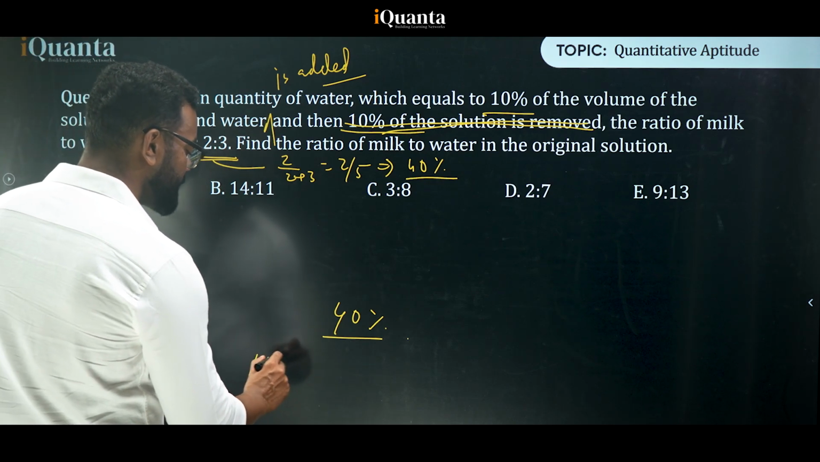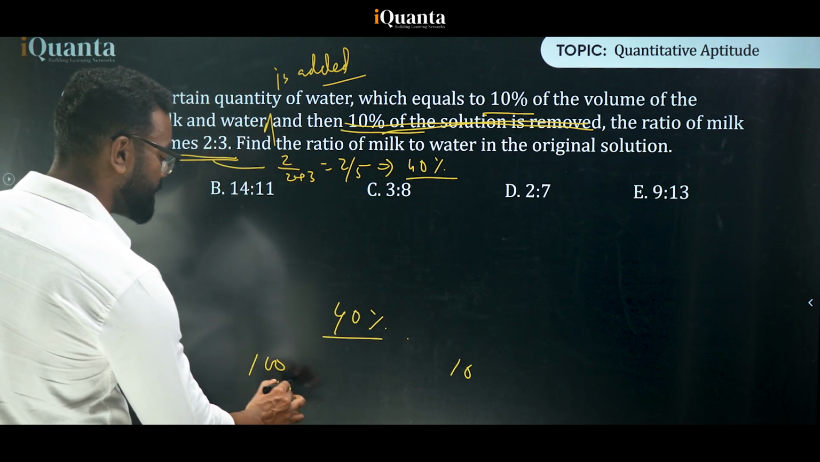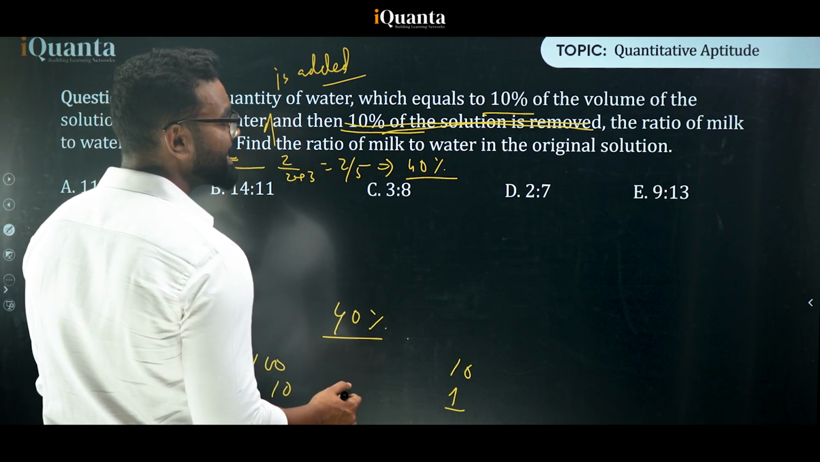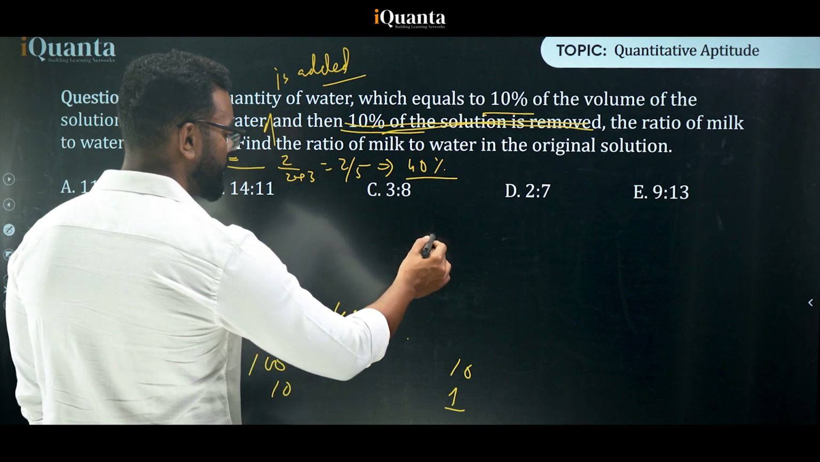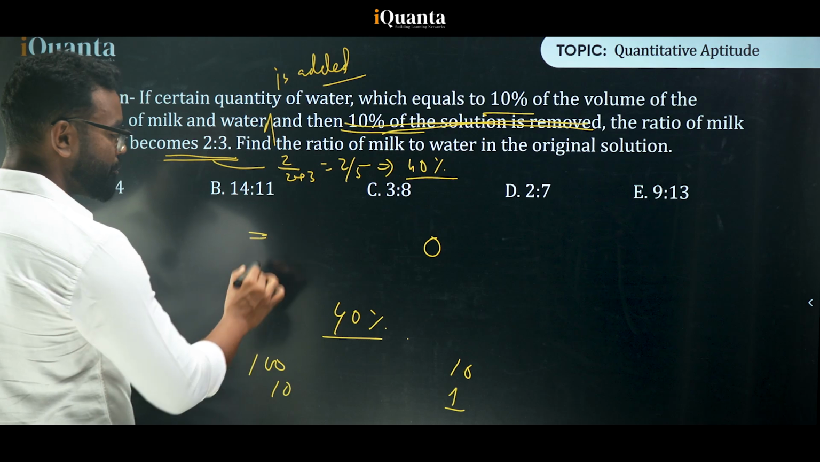So the average is 40%, and the ratio is what? This is 100, this is 10. So 10% which equals 10% of the volume. So the ratio becomes 10:1, right? That is, the ratio is 10:1. And I also know in case of water, it is 0%. So in case of water, the amount of my milk is 0%, and this I need to find.